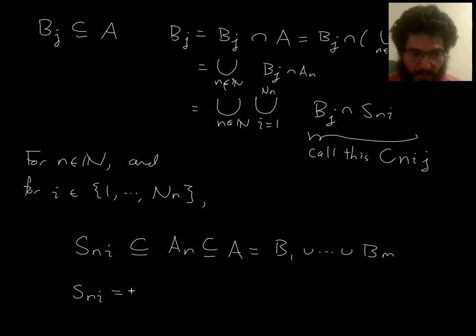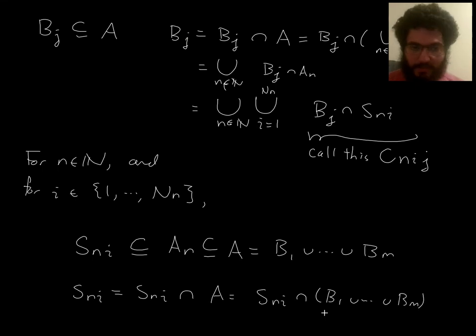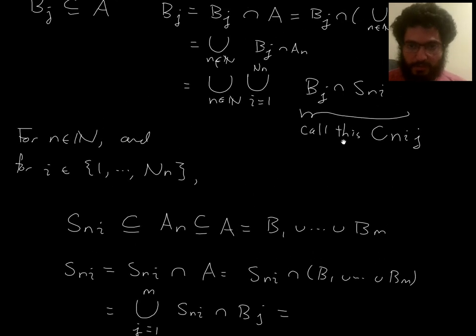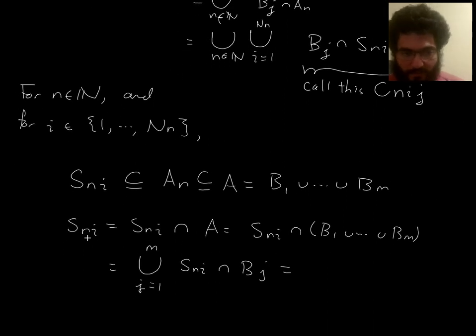So then, S_ni equals S_ni intersect A, equals S_ni intersect this union of the B's, which is, if I distribute this intersection, let me write it as a union from j equals 1 to m of S_ni intersect B_j. And hey, that's our thing that we called C_nij. So there, I have further subdivided the S's into C's.